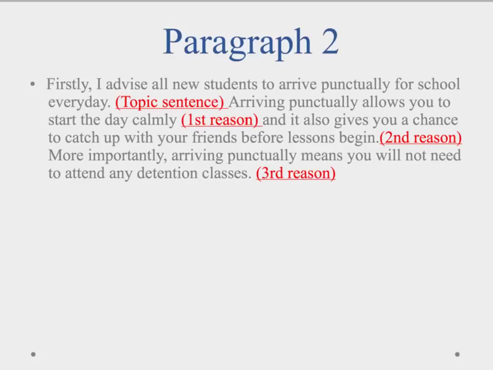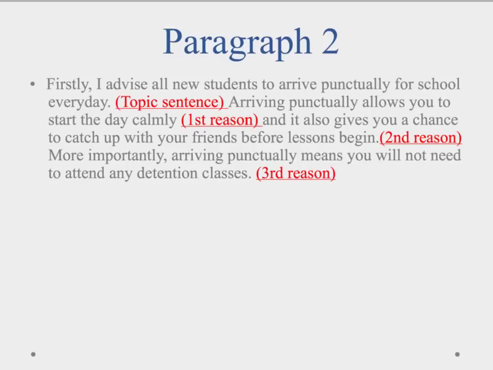Next, let's look at this example here of paragraph 2. I start with a topic sentence first. Firstly, I advise all new students to arrive punctually for school every day. So this is your topic sentence. It's what your paragraph is about. And subsequently, I decide to elaborate by giving a reason why it is important to arrive punctually. So I say that arriving punctually allows you to start the day calmly, and it also gives you a chance to catch up with your friends before lessons begin. So that's my second reason.